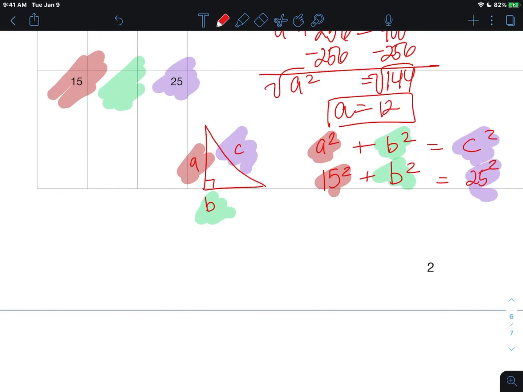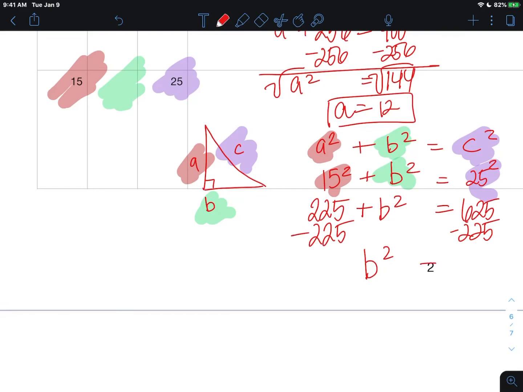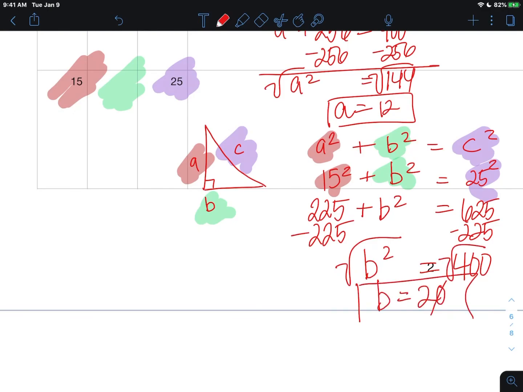Okay, so I'm going to find out what 15 times 15 is. 225 plus B squared equals 25 times 25, 625. I see that I need to get B by itself, so I'm going to move this 225 over. And I get B squared is equal to 400. I'm at my very last step, so I'm going to do the opposite. And I end up with B equals 20. That's my final answer. You should have gotten B equals 20.